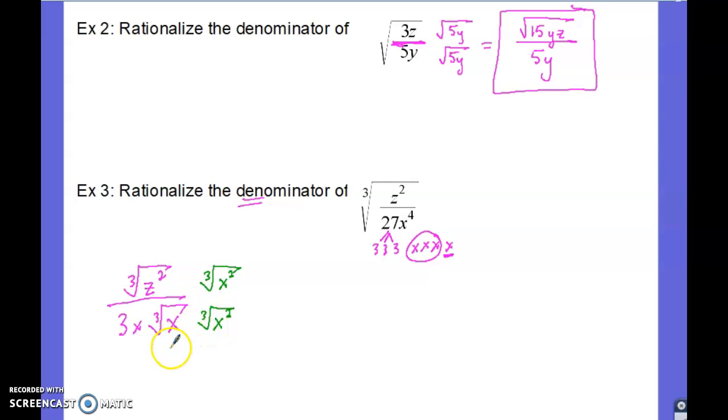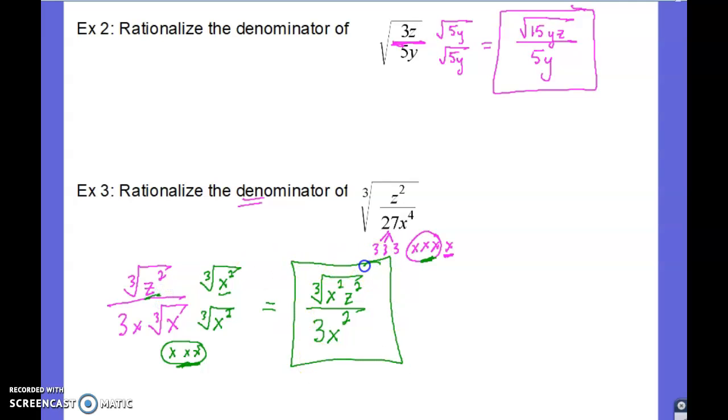And I hope you agree there's 1 x there, and then there are 2 x's there, that I can match with this group, so then I get in the denominator 3x squared. See how there are 2 groups of 3? I really shouldn't call them pairs. And in the numerator, I have the cube root of x squared z squared. And this is your final answer.